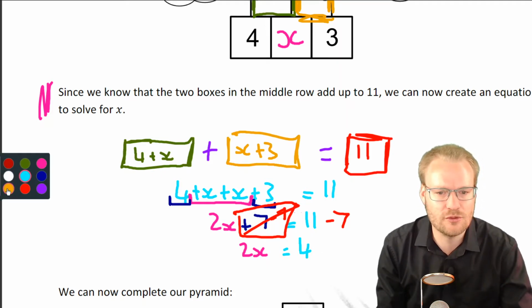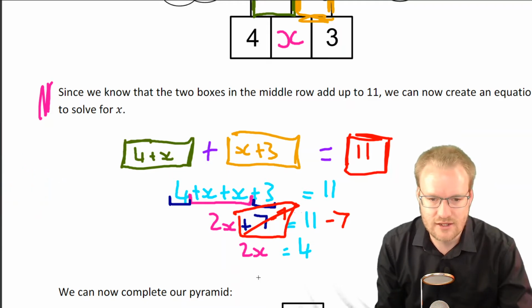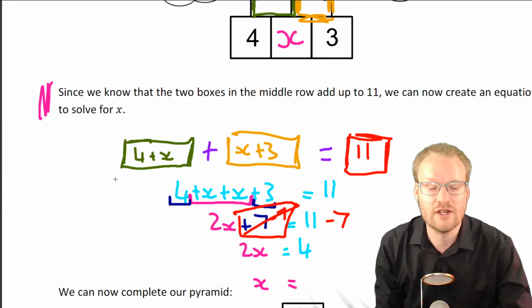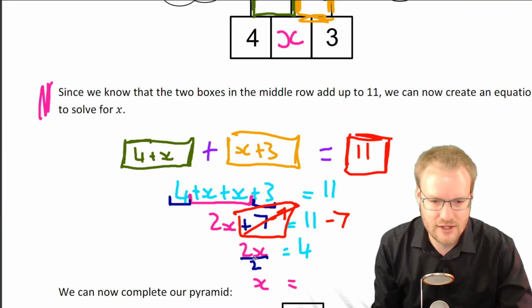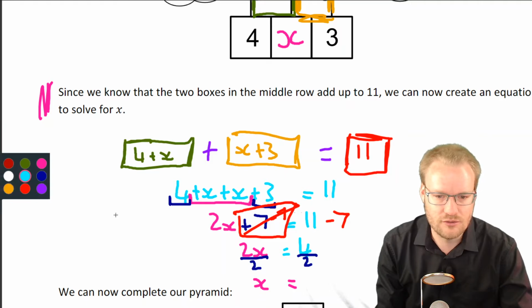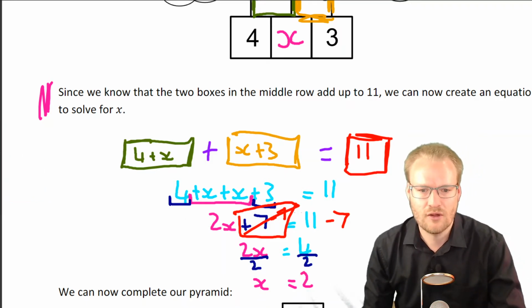What can we do to both sides of our equation so that we just have x on the left-hand side, so we just got x equals our final answer? What can we do to both sides of the equation? I think we can divide by 2, because we're going 2 times x, so let's do the opposite kind of idea. So 4 over 2, so therefore x equals 2.